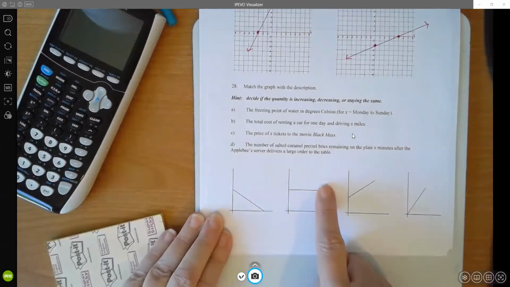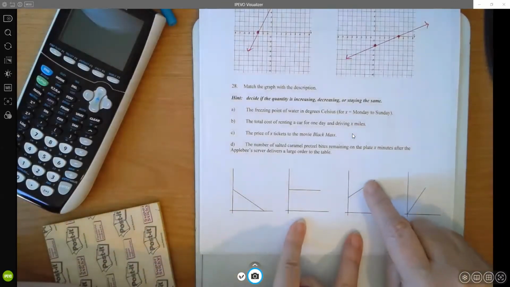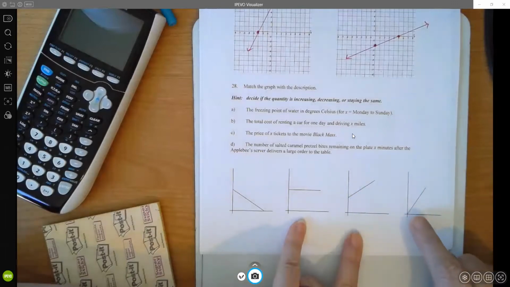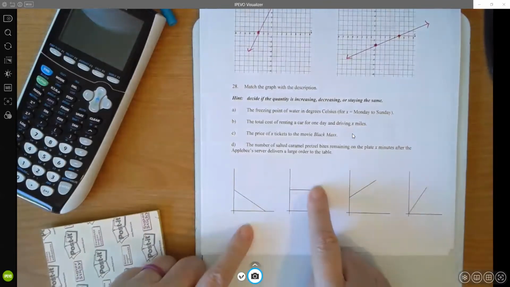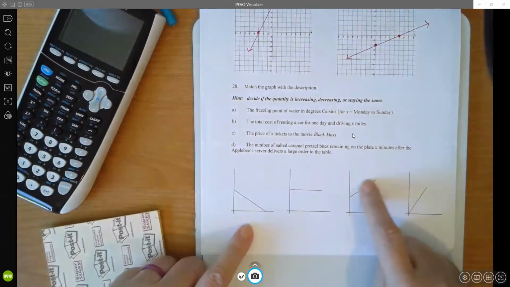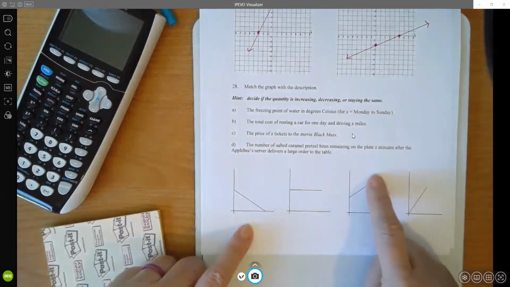It's staying the same. Is this quantity increasing, decreasing, or staying the same? It's increasing. Is this increasing, decreasing, or staying the same? It's increasing. So we have one that's decreasing, one that's staying the same, and 2 that are increasing. Well, what's the difference between these 2 that are increasing?